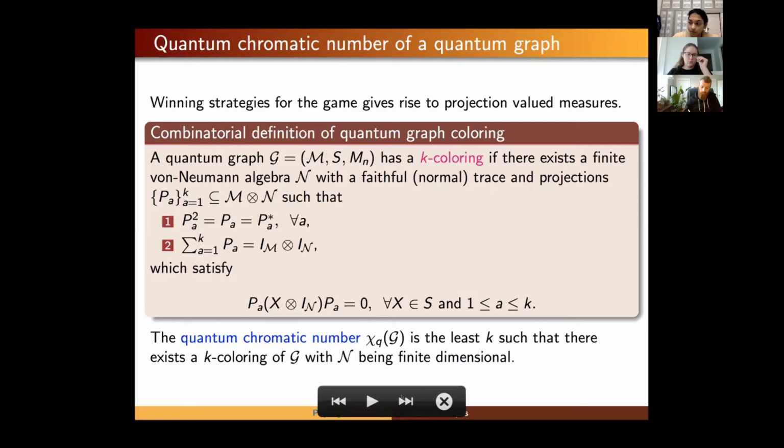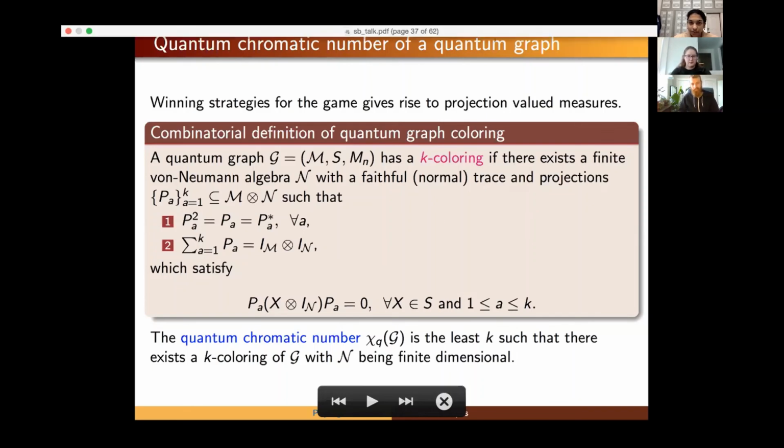Okay, so I see that there is less time than I was thinking. So I'm going to end my talk with this combinatorial definition of quantum graph coloring. Okay, so thank you for your attention.